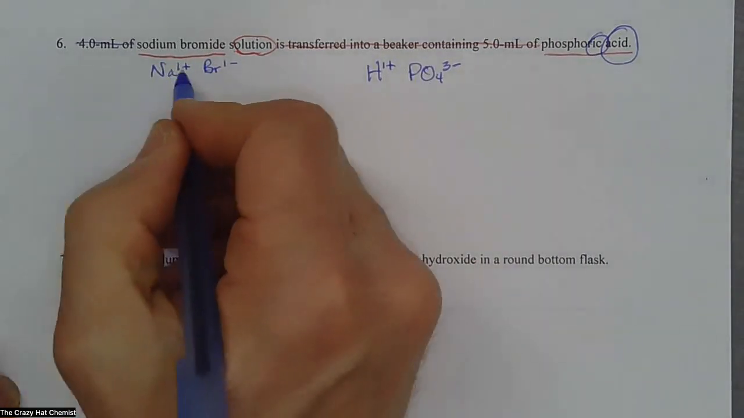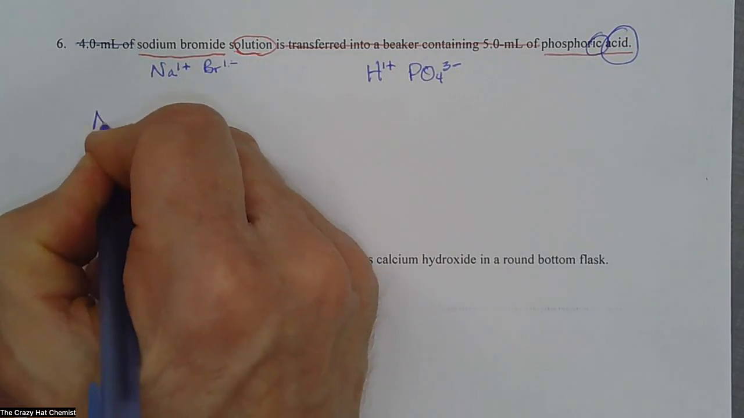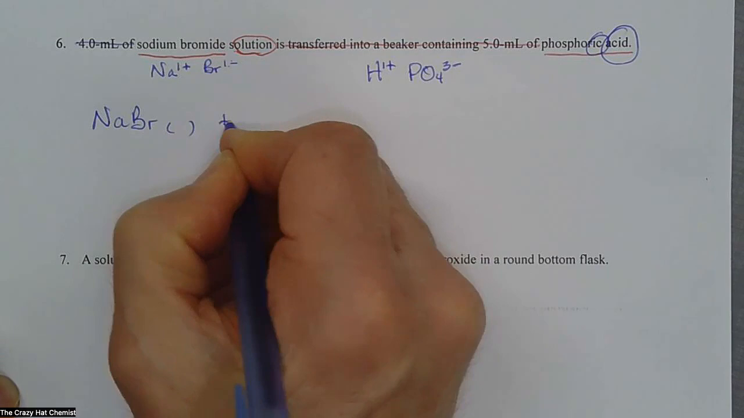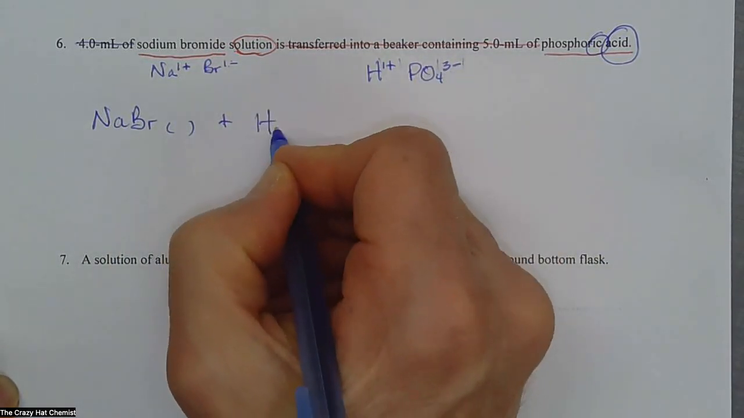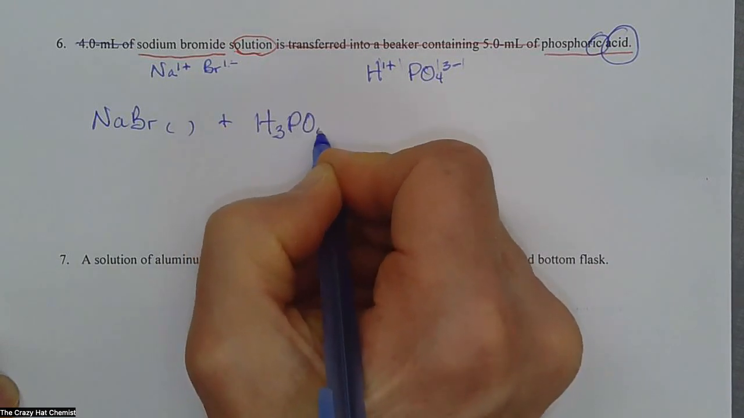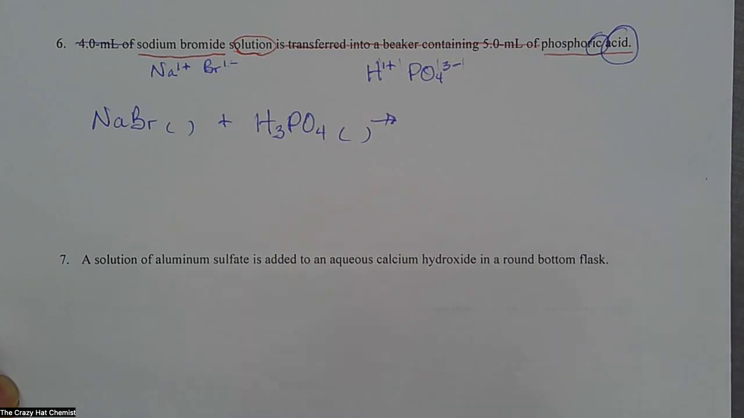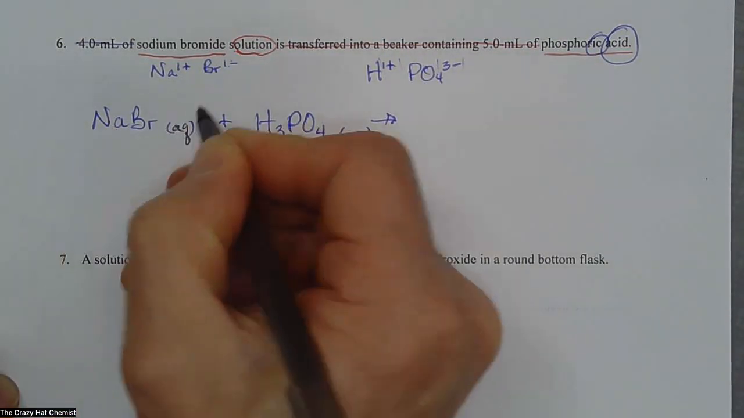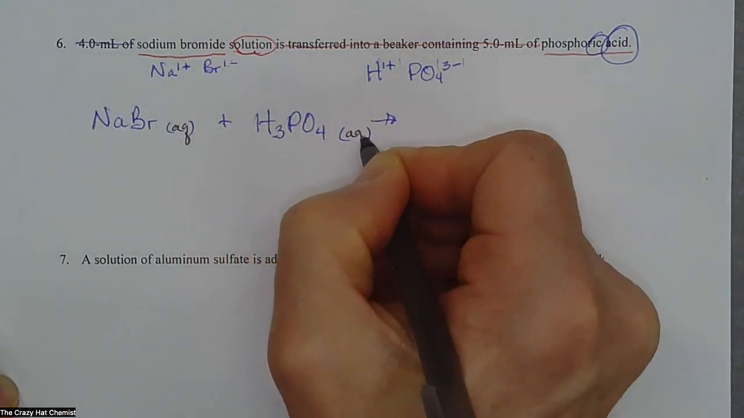Okay, so I'm going to take the absolute value of these two numbers, flip them, bring them down, and I'm going to get NaBr, that's sodium bromide, plus, absolute values, flip these numbers, and I'm going to get H3PO4. Okay, states of matter. Anything with sodium in it is aqueous. Even though it did say solution, it didn't really matter. And this is an acid, so that's aqueous.